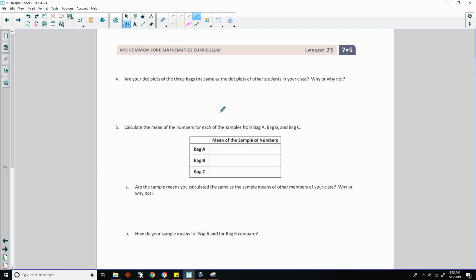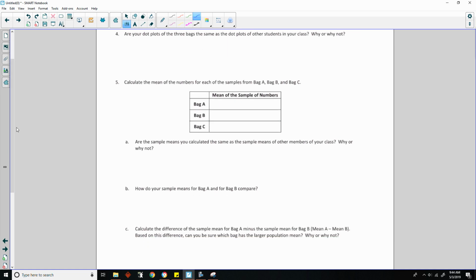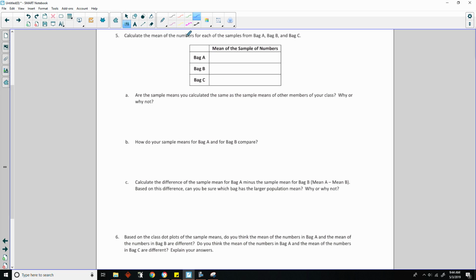Number 4. Are your dot plots of the 3 bags the same as the dot plots of the students in your class? Obviously, answers will vary. I will skip that question. They should probably be different because it was a random sample and there is always variability. Number 5. Calculate the mean of the numbers of each sample from bag A, B, and C.